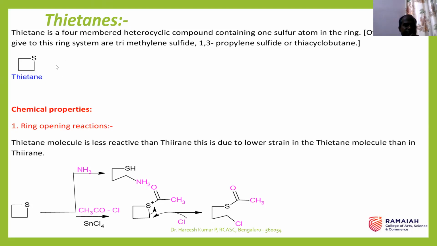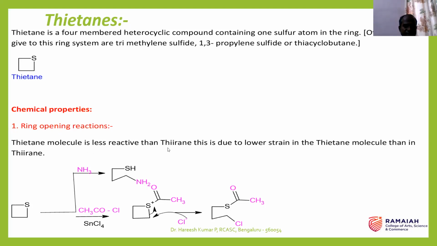So thietane is a four-membered ring with sulfur as the heteroatom. It is also called 1,3-propylene sulfide, trimethylene sulfide, and thiacyclobutane. Okay, now let's look into the chemical properties, more particularly the ring opening reactions.